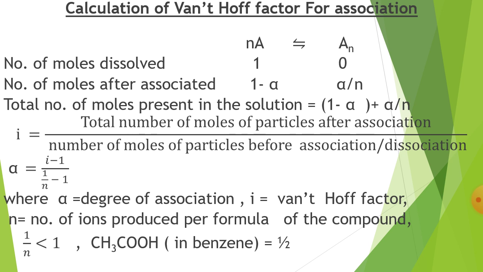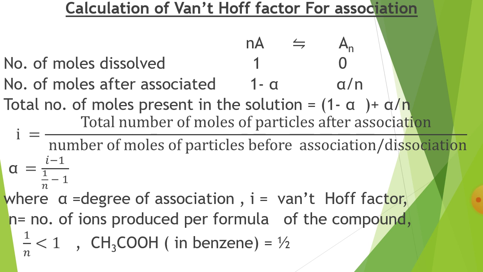So now the number of moles dissolved. Before dissolution, the total number of moles of A is 1 and An equals 0. But after some time, when equilibrium is reached, we assume that alpha fraction of particles get associated. So we get 1 minus alpha for A, and in the solution, alpha by n for An. So now the total number of moles in the solution is 1 minus alpha plus alpha by n.